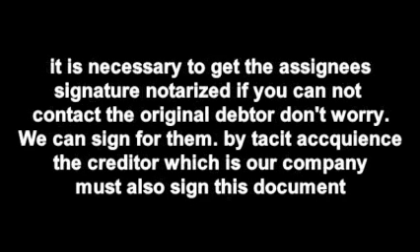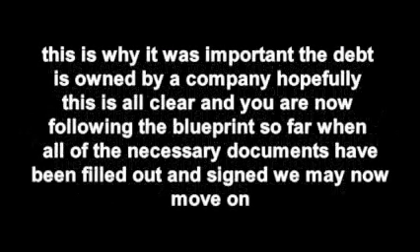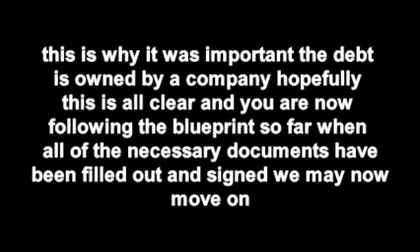If we cannot contact the original debtor, no problem. We can use tacit acquiescence. The creditor, which is our company, must also sign this document. This is why it was important the debt is owned by a company. Hopefully this is all clear and you are now following the blueprint so far. When all of the necessary documents have been filled out and signed, we may now move on.